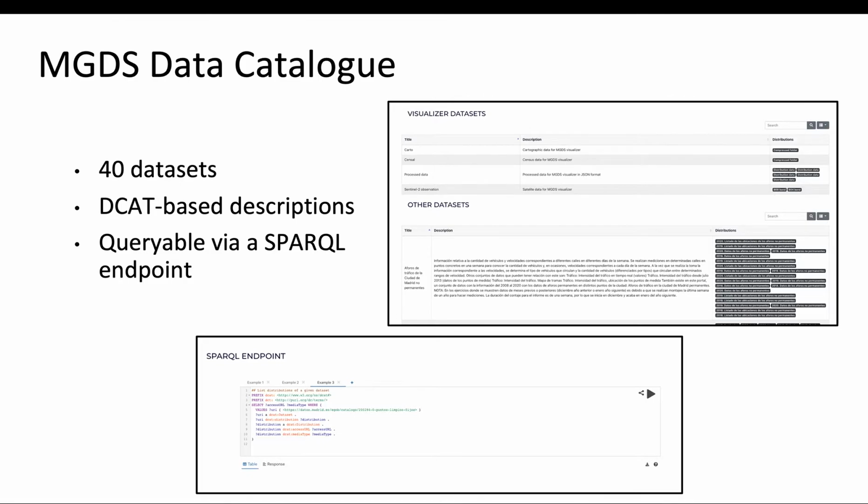This data catalog currently contains 40 data sets coming from different providers, mostly from the Open Data Portal in Madrid, but also private providers. All the descriptions are based on the DCAT data model, which is being used across open data portals in Europe, and it is queryable via a SPARQL endpoint.